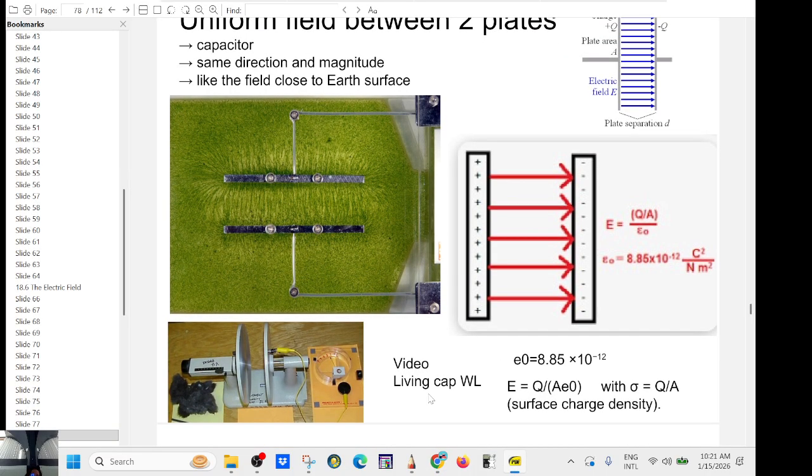Okay. And this is what we can use in demo, for example. So one plate, and the second plate is connected to ground. Okay, there is a connection to ground. So you can charge this one, for example, just using static. Okay, you rub, for example, silk and glass, why not?